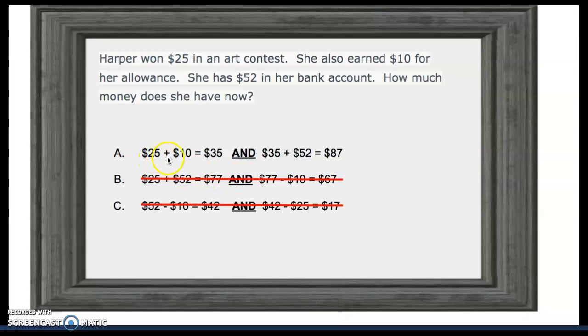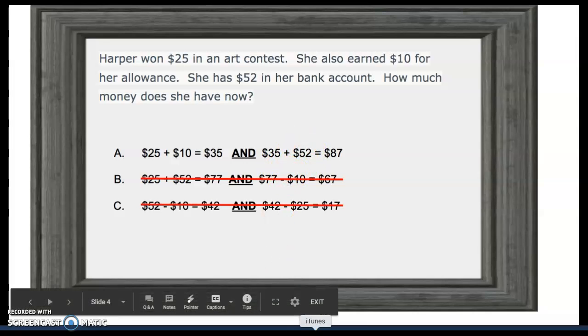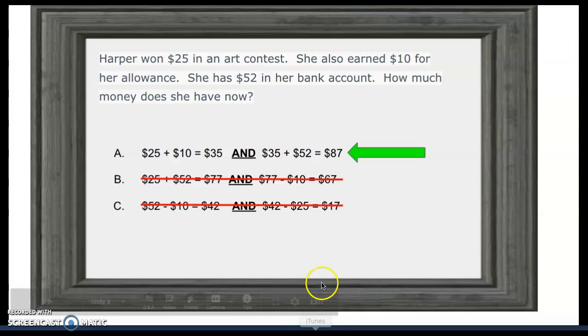I added the first two numbers that she had won and earned in her allowance, and then I added that to the amount that she had in her bank account. And that is the correct answer right there.